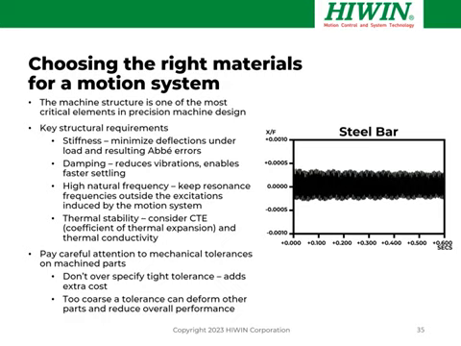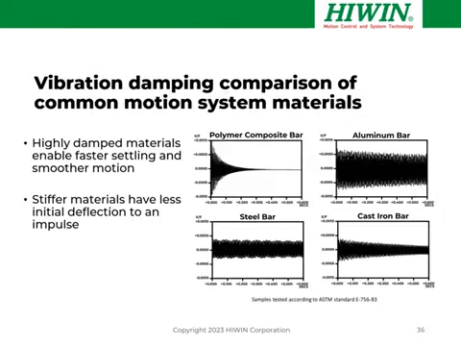Also, what's really important is to pay careful attention to the mechanical tolerances on machined parts and the components that we use. We don't want to over-specify tight tolerances. That adds extra cost. On the other hand, too coarse of a tolerance can deform other parts, ultimately reducing the overall performance. Vibration damping is really important, especially in high dynamic systems, such as those using linear motors.